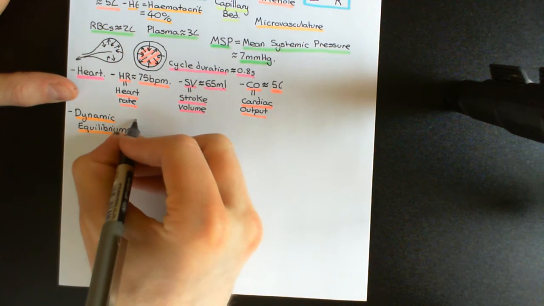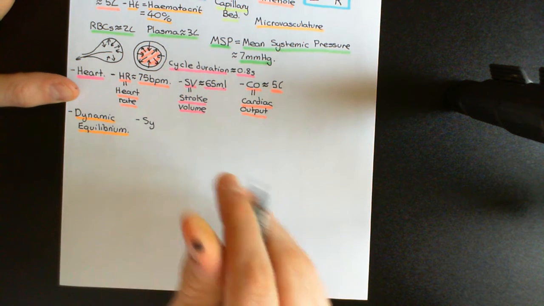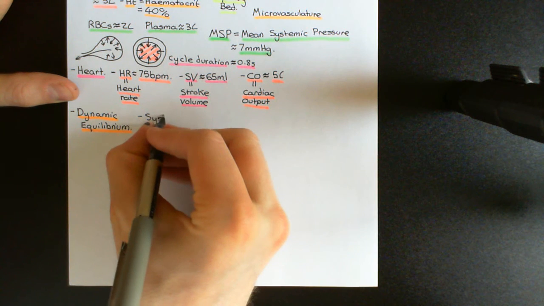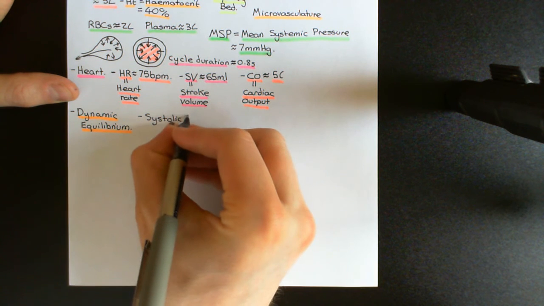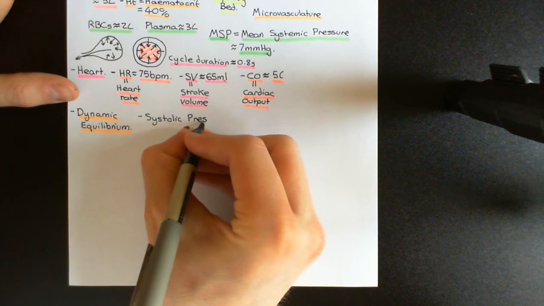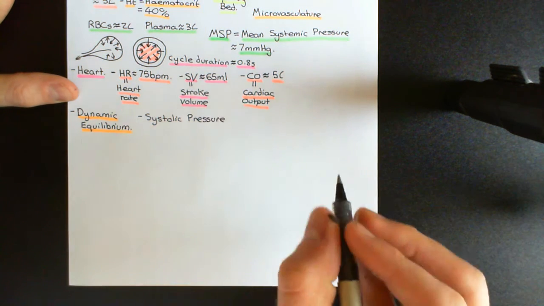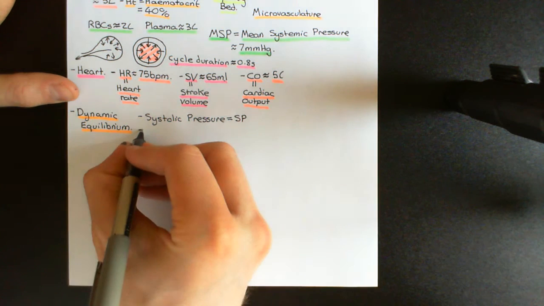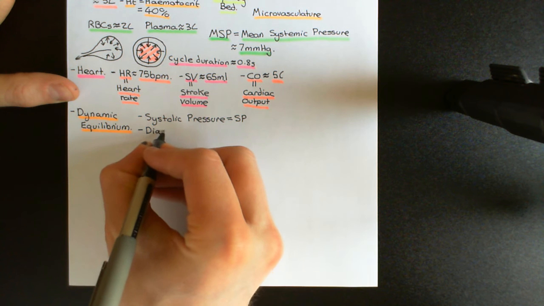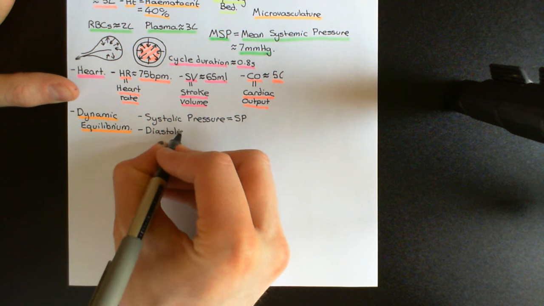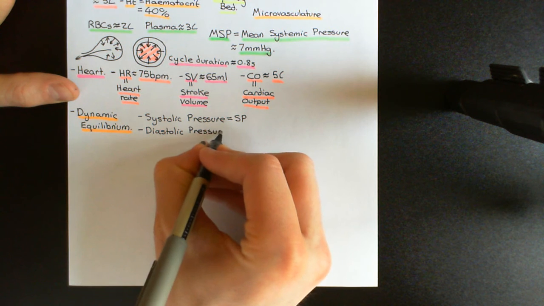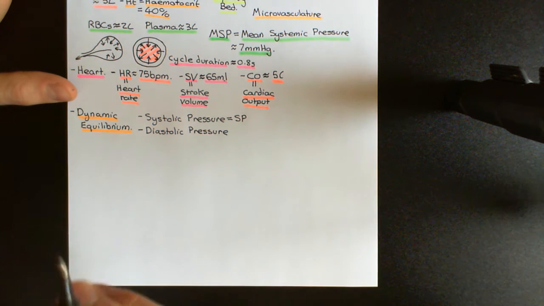So there is the concept of systolic arterial pressure, which we'll just call systolic pressure, which is usually abbreviated down to SP, and there is also the concept of diastolic pressure. Okay, and these are both pressures in the arterial system, and we are now talking about the pressures of these at equilibrium.